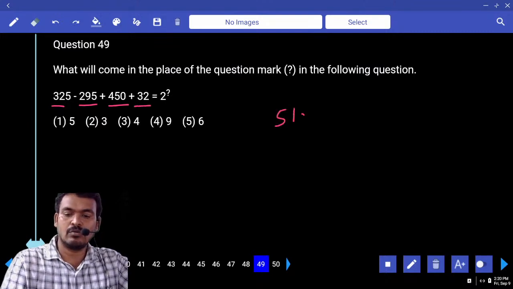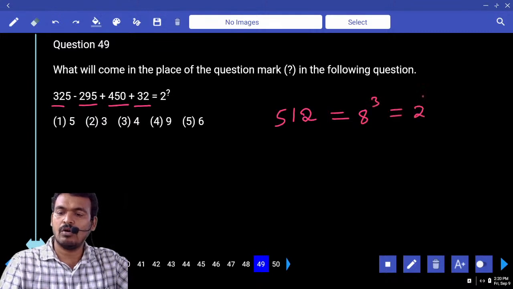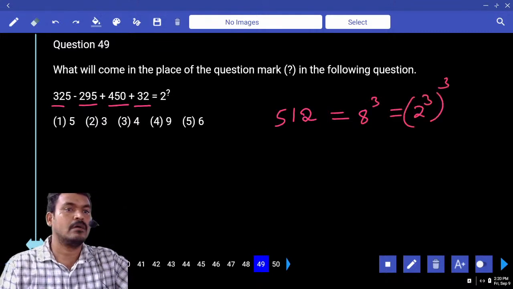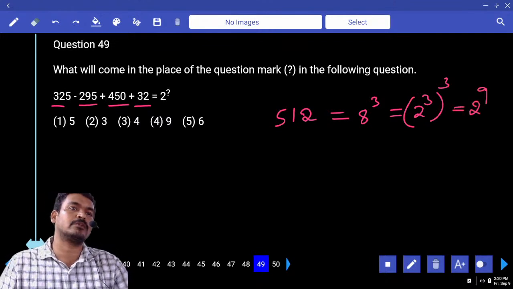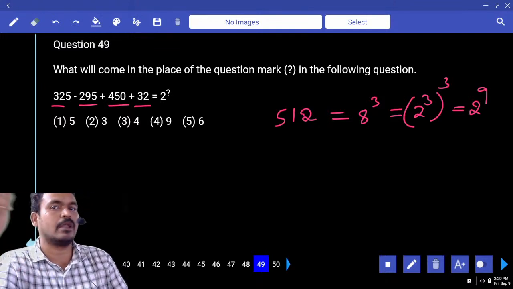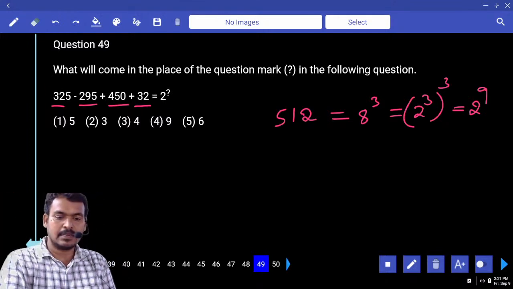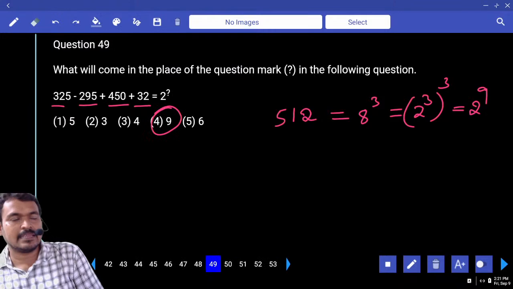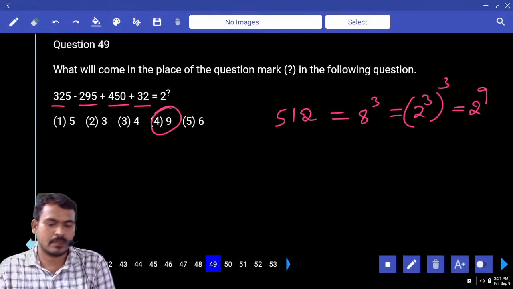512 or not? 512, it is the cube of which one? 8. 8 cube or not? 8 cube is written as 2 power 3, whole power 3 or not? It is 2 power 9 or not? 2 power 9 or 2 power 6? 2 power 9, because it is a power m whole power n or not? A power mn. Answer 9. Right hand side value 2 power something means left hand side is also converted to 2 power something or not?